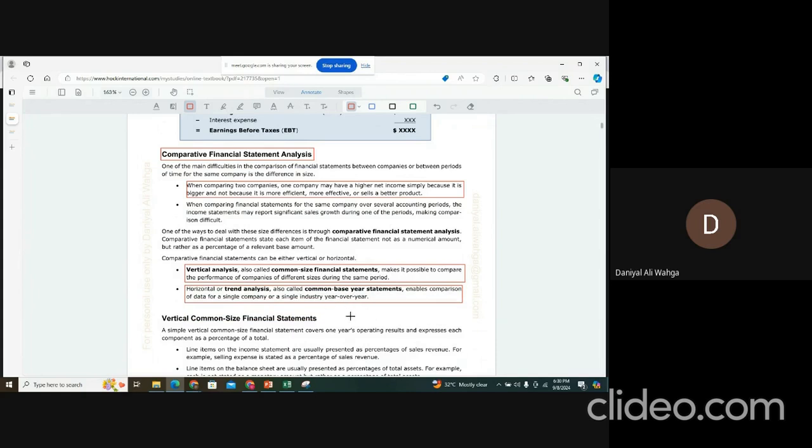Now you see there are multiple names for your analysis. You have a vertical analysis as well. You have a horizontal analysis as well. Another name for vertical is common size financial statements analysis. Secondly, horizontal analysis you can also call trend analysis, or year over year analysis. You can also call it common base year statements analysis. There are multiple names for your financial analysis.